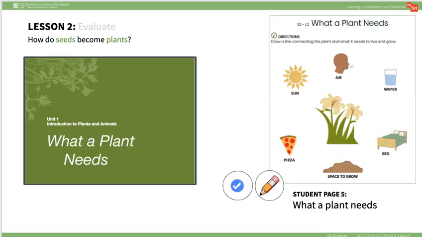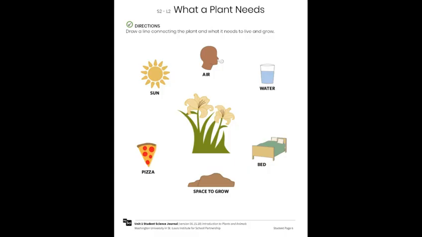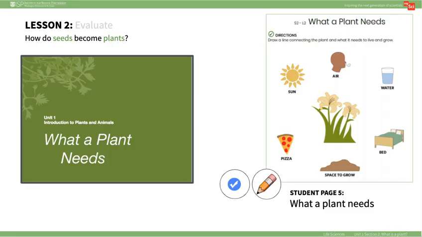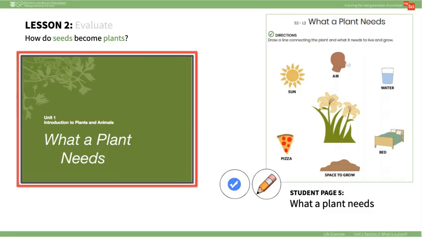In the Evaluate portion of the lesson, students will complete a formative assessment demonstrating an understanding of what plants need to live and grow. Using the What a Plant Needs assessment, ask them to draw lines from the plant in the center of the page to what the plant needs to live and grow. Alternatively, this activity can be completed whole class as an interactive through the link provided in the curriculum.